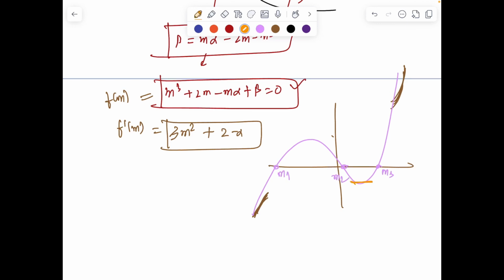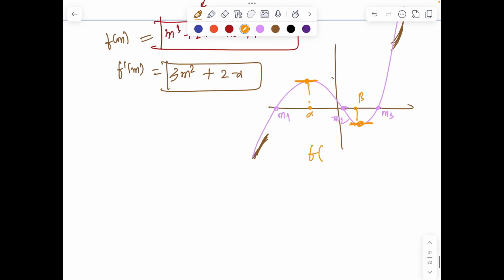It means its derivative should vanish twice. Not only should it vanish twice, but f dash m should vanish at 2 points, let's say alpha and beta. It should be such that the values of the function f at alpha and f at beta have different nature. Since f alpha, clearly you can see from the diagram, should be positive and f beta should be negative. So now those restrictions you have to keep over here.